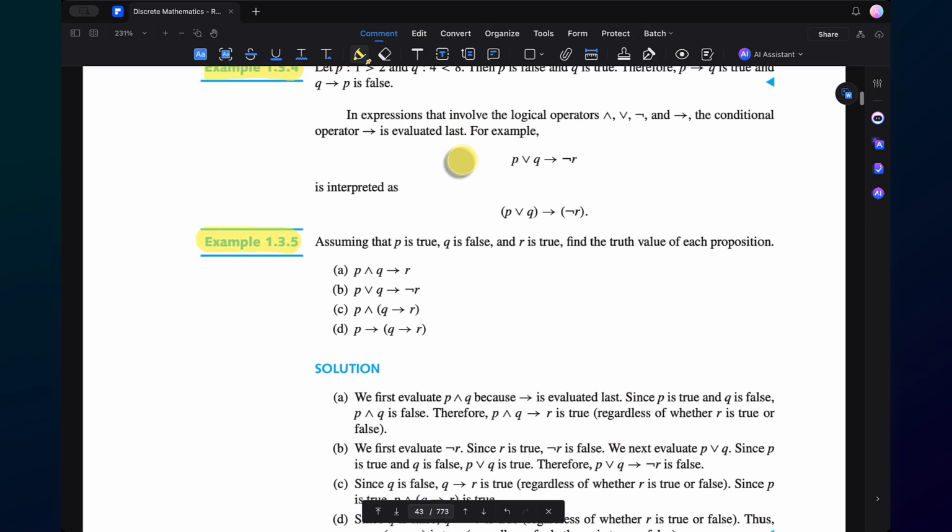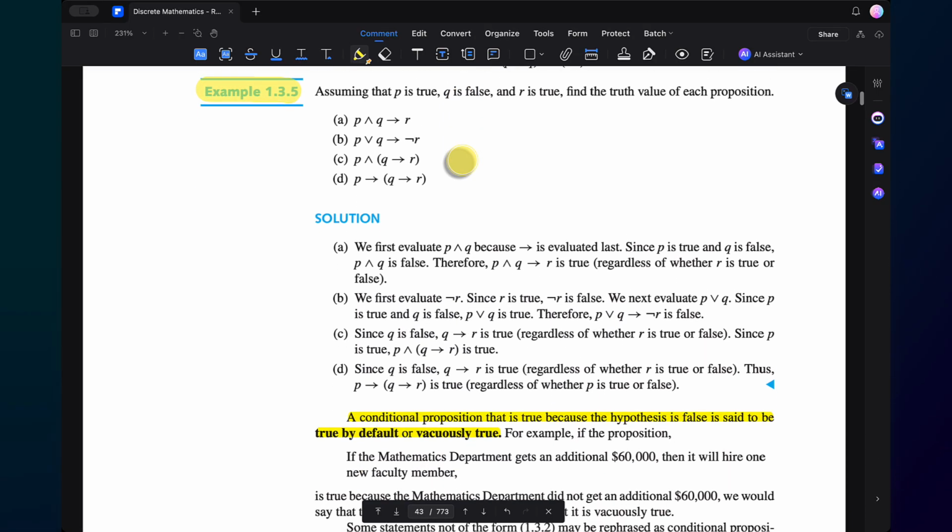Let's look at another example here. Assume that P is true and Q is false, and that R is true. Find the truth values for each proposition. Let's do a couple of these. So, P and Q implies R. Let's think about that.